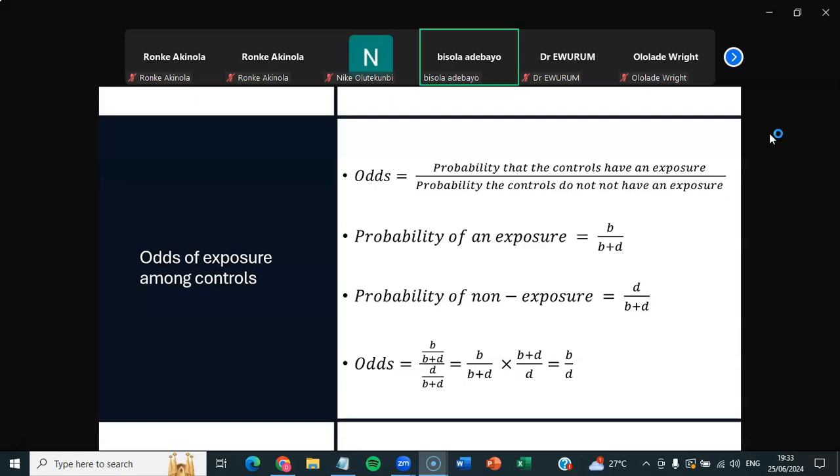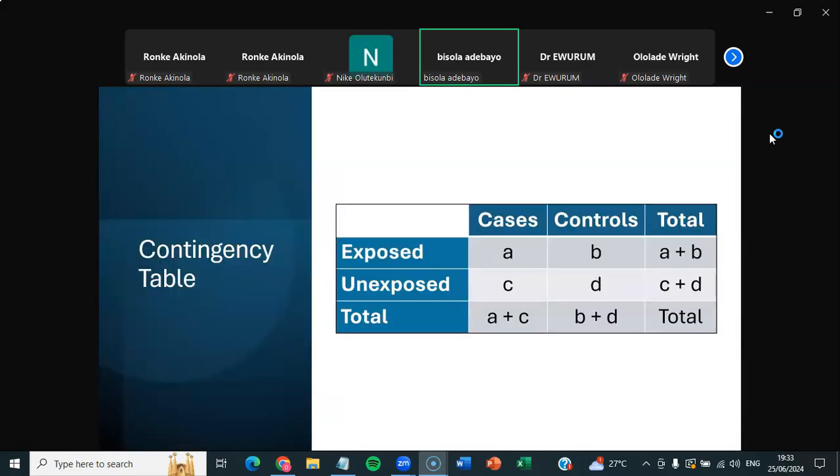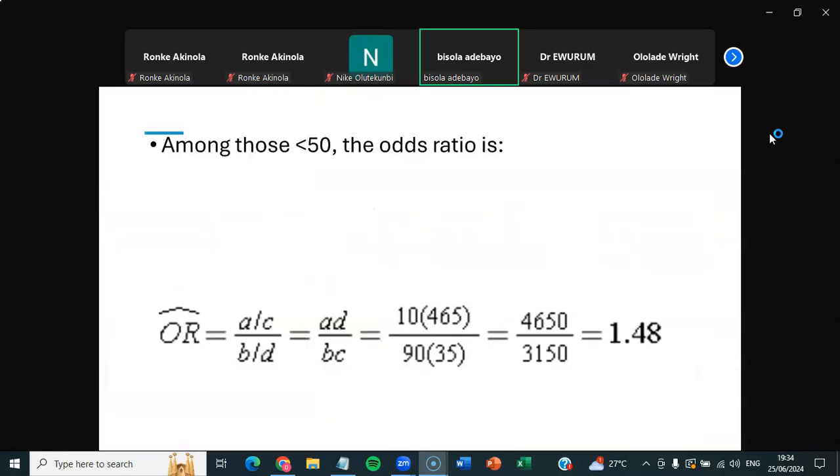This is the probability of exposure among the controls and the probability of non-exposure. For the controls, the total number is B plus D. The total number of those exposed is B, and the total number of those unexposed is D. One thing about case-control studies is that they are dichotomous: you have it or you don't. Generally there's no in between. In the classic case-control, the person either has the exposure or doesn't, and is either a case or not a case. It's like flipping heads and tails. There's no in between.